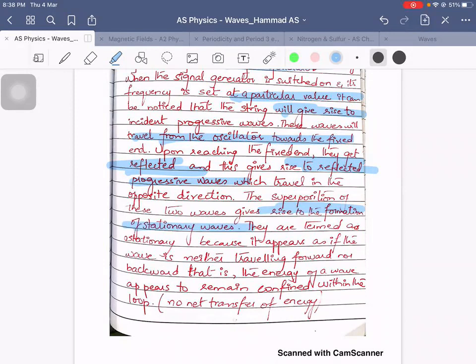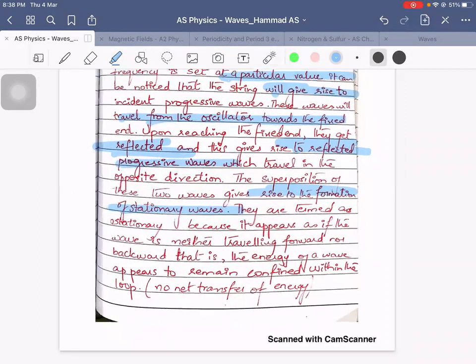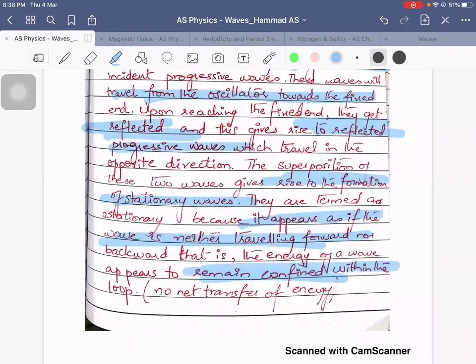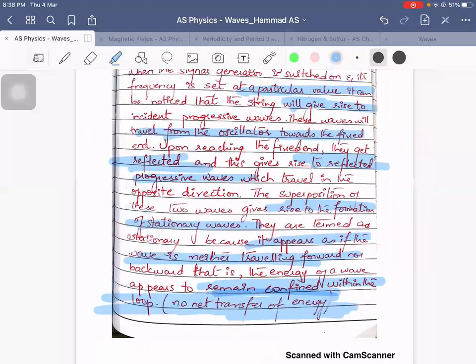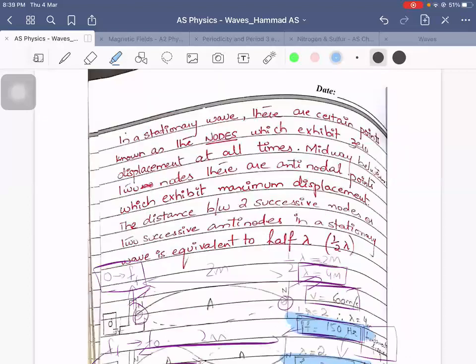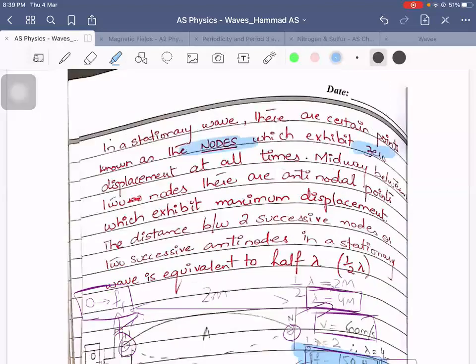They are termed stationary because it appears as if the wave is neither traveling forward nor backwards. That is, the energy of the wave appears to remain confined within a loop. So there is no net transfer of energy. In a stationary wave, there are certain points known as nodes which exhibit zero displacement at all times. Midway between the two nodes are the antinodal points which exhibit maximum displacement. The distance between two successive nodes or two successive antinodes in a stationary wave is equal to half a wavelength.